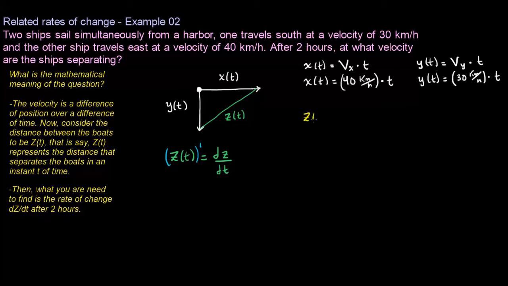So c of t squared, which is the hypotenuse of this right triangle, so we can use Pythagoras. So c squared will be equal to x of t squared plus y of t squared. Now we can substitute a few things, like the x and y functions.